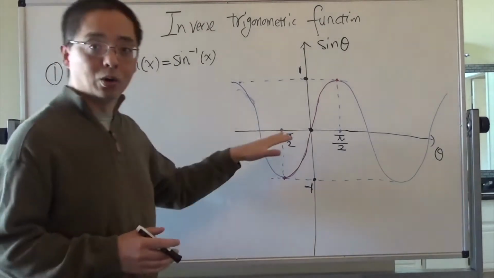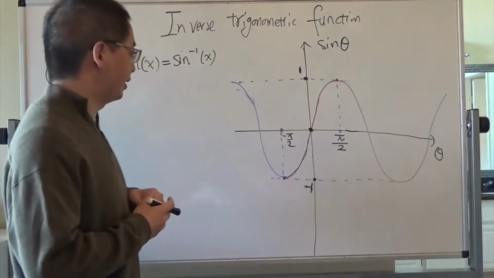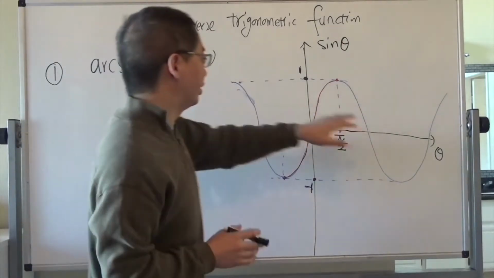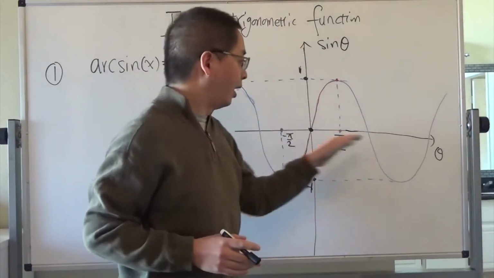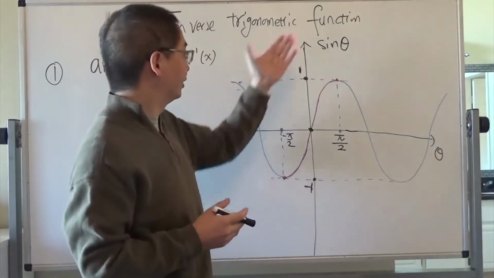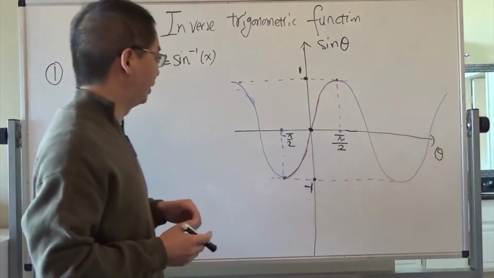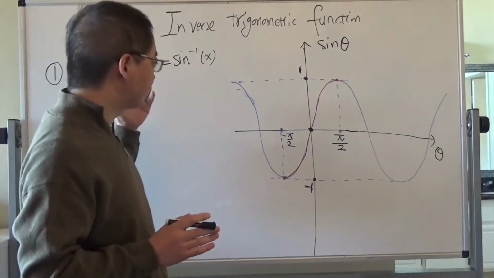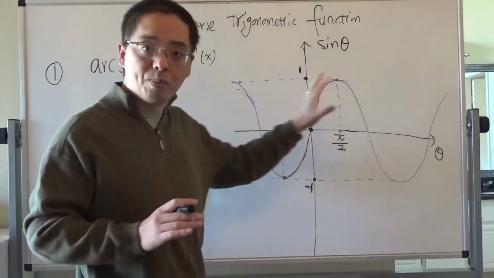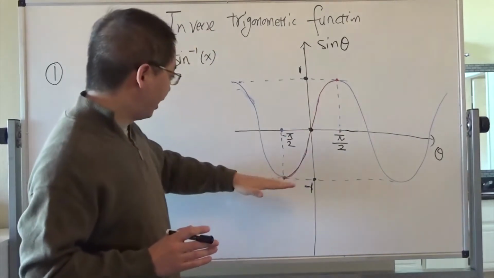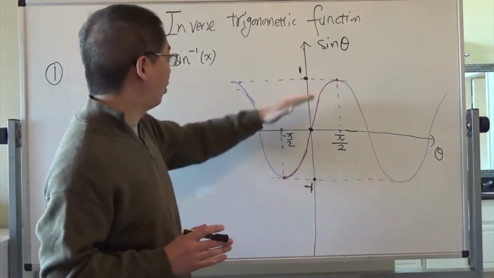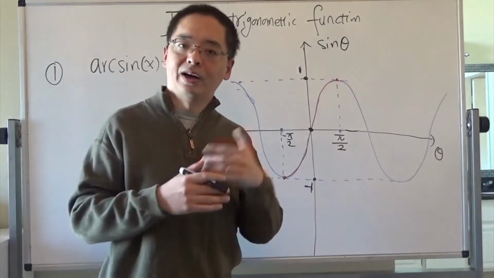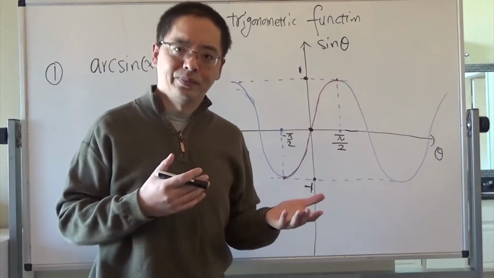First, let's recall the graph of the sine function. To avoid confusion, here I use the variable theta. It's the horizontal axis, and this is the graph of sine theta. Now, as a whole, we know the sine function is an odd function. It's 2 pi periodic. The values change from -1 to 1. Of course, if you just look at the whole function, it is not increasing or decreasing.